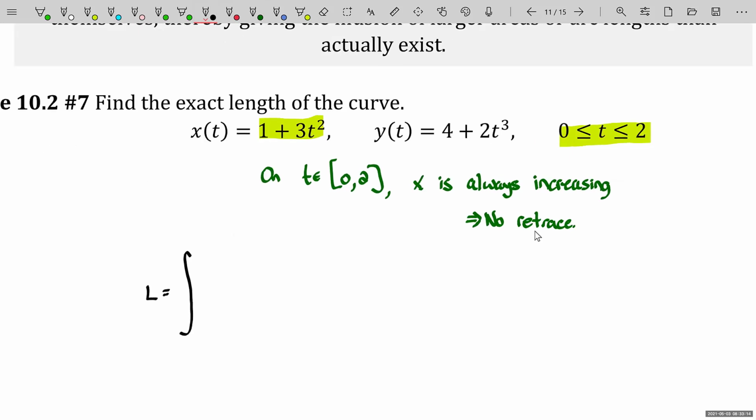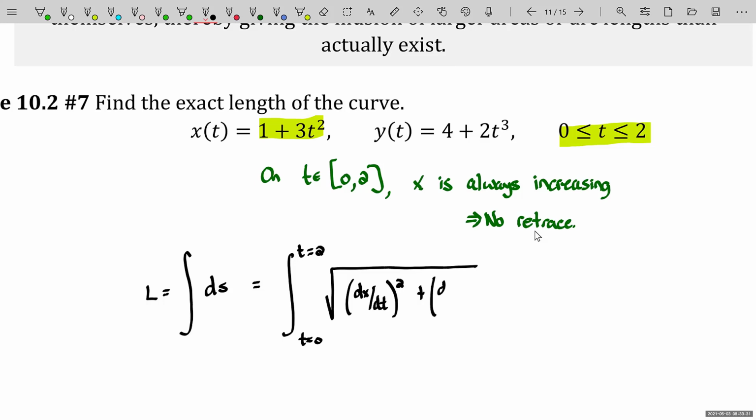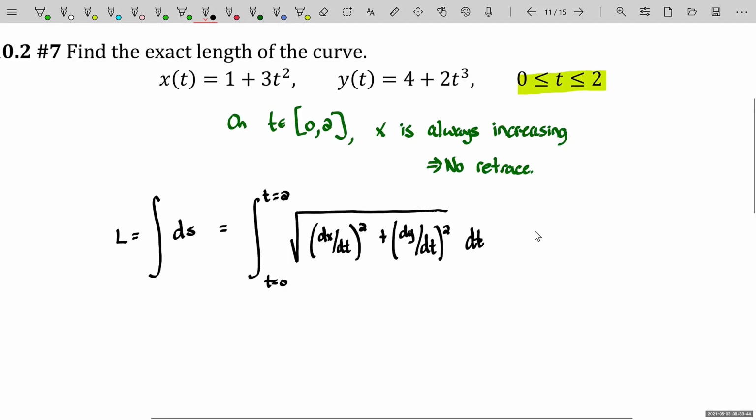The arc length is just the integral ds. We're going from time low to time high of the square root of dx dt squared plus dy dt squared dt. These are really nice problems. I think parametrics end up being very nice for students because they're just super fast.